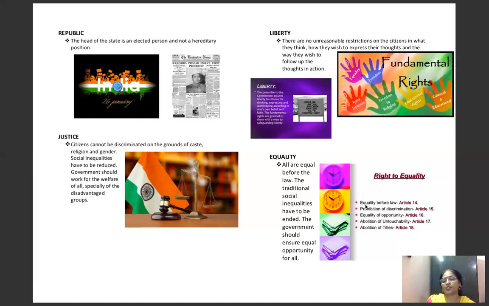Yes, and as you see, this right to equality before law is written in Article 14. Prohibition of discrimination comes under Article 15. Equality of opportunity, Article 16. Abolition of untouchability, Article 17. Abolition of titles, Article 18. So this proves that everybody has got equal right, and they are equal before law.